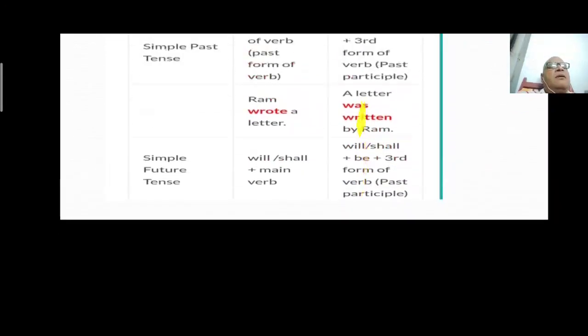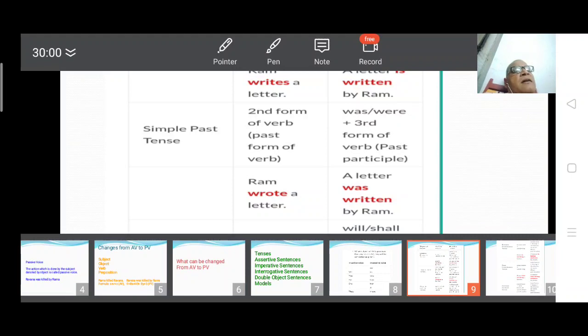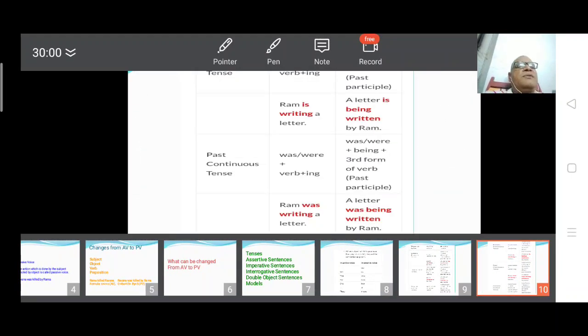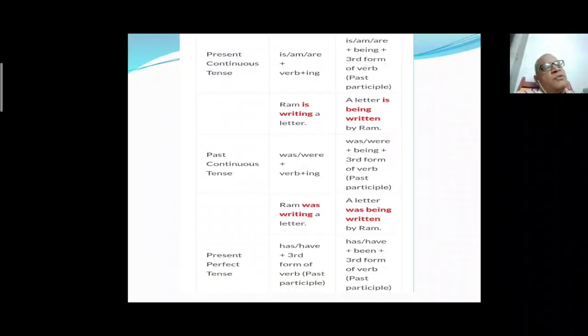Then after simple past tense, we can see future tense is also there. Rama will write a letter. A letter will be written by Rama. Then present continuous and past continuous are also explained here. Rama is writing a letter. A letter is being written by Rama. Rama was writing a letter. A letter was being written by Rama, like present and past continuous.